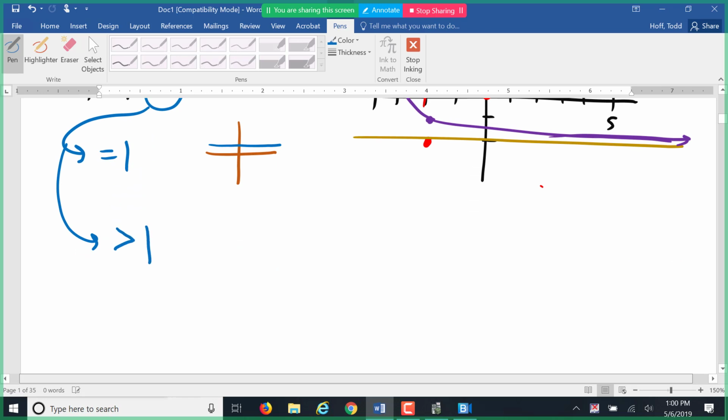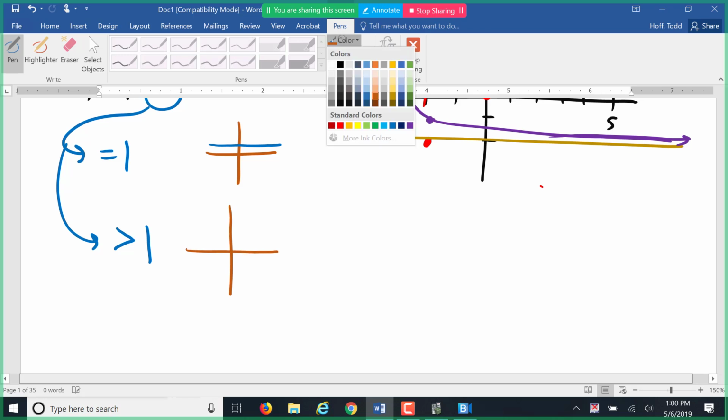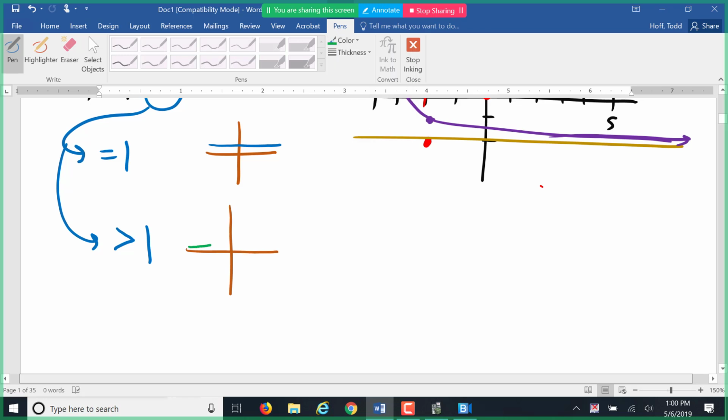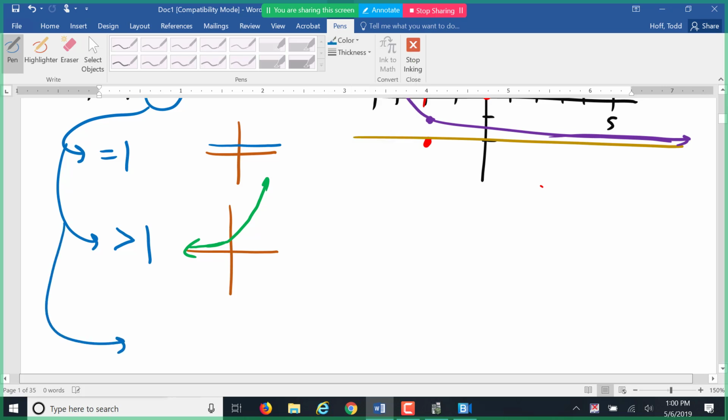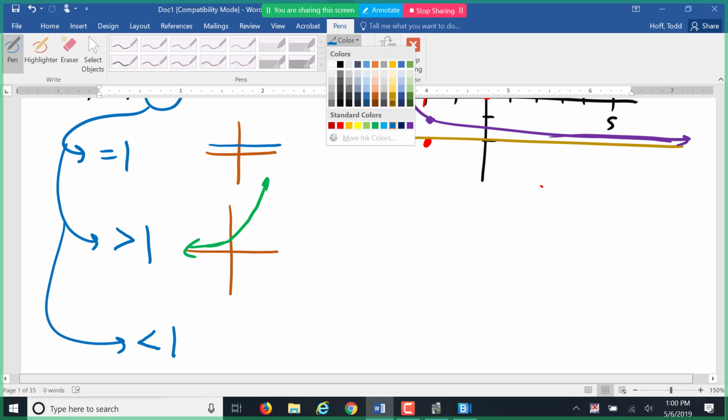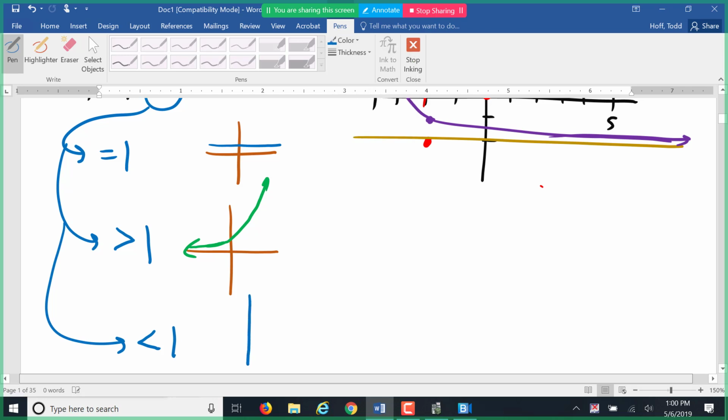If a is larger than 1, that's one of those growth curves. And if a is less than 1, then it, of course, is one of those decay curves.